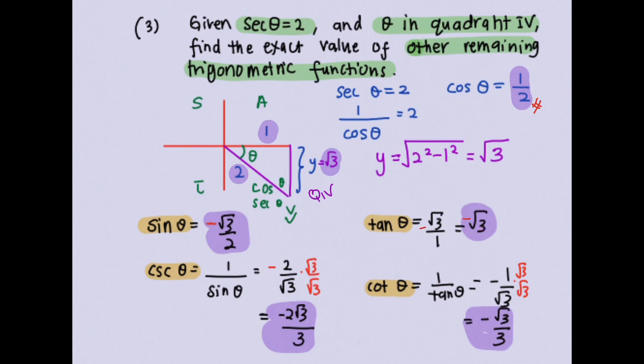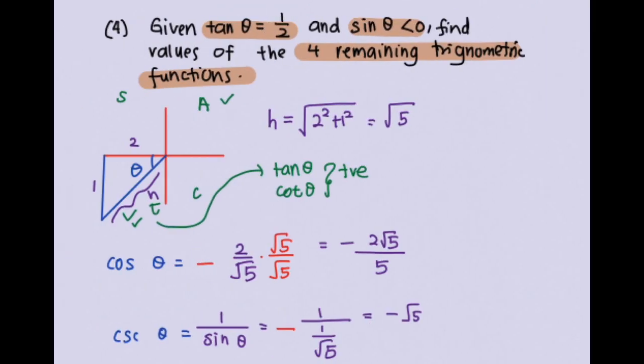And finally, cotangent theta is 1 over tangent. So just flip this. This is minus 1 over square root 3. Let's rationalize the denominator. So times square root 3 in the numerator and also denominator. So the final answer is minus square root 3 over 3. Now let's see the next question. Given tangent theta is equal to half and sine theta is negative. So let's see which quadrant are we right now.